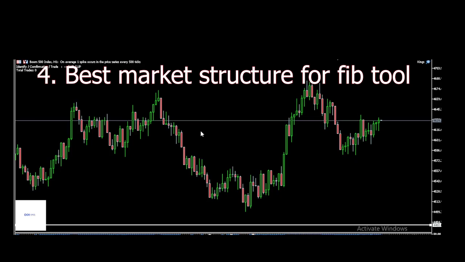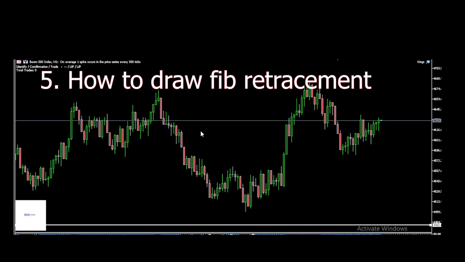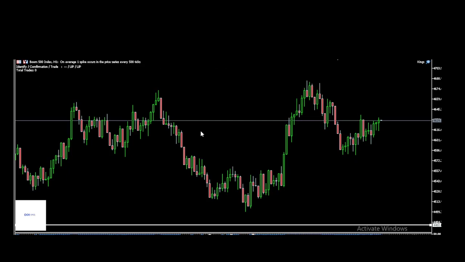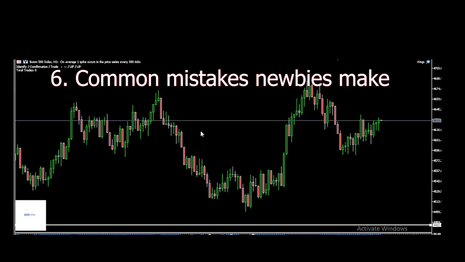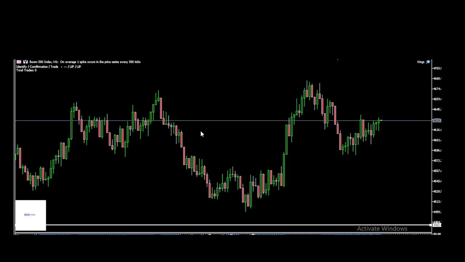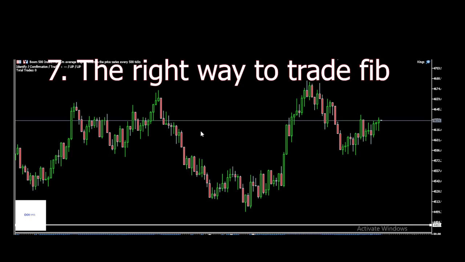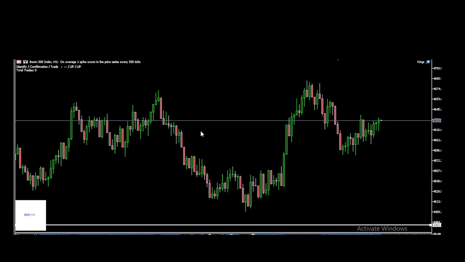We're also going to see how to actually draw this Fibonacci retracement. Then I'm going to be sharing with you some common mistakes traders make when it comes to trading with Fibonacci. And finally, I'm going to share with you the right and perfect way to apply and trade Fibonacci retracement. So this is what we are going to be covering in this video.